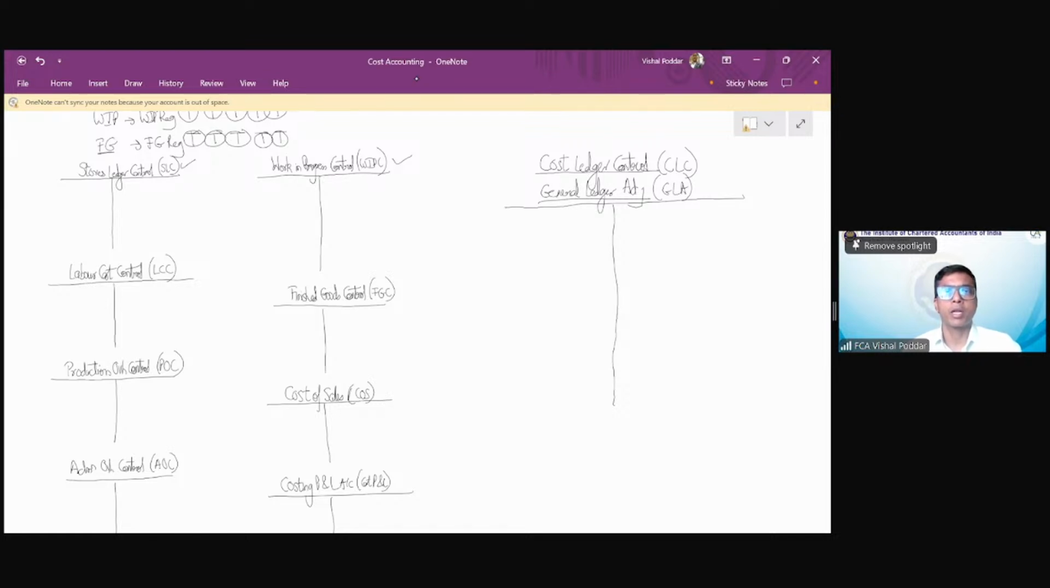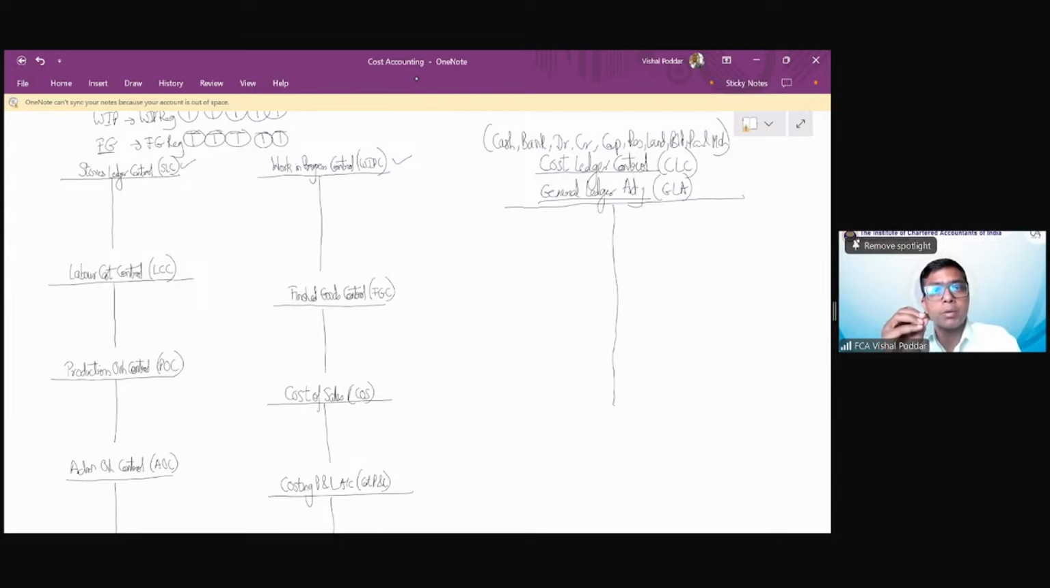It represents your cash balance, your bank, your debtors, your creditors, capital, reserve, land, building, plant, machinery. All these assets and liabilities are represented in this one single account.